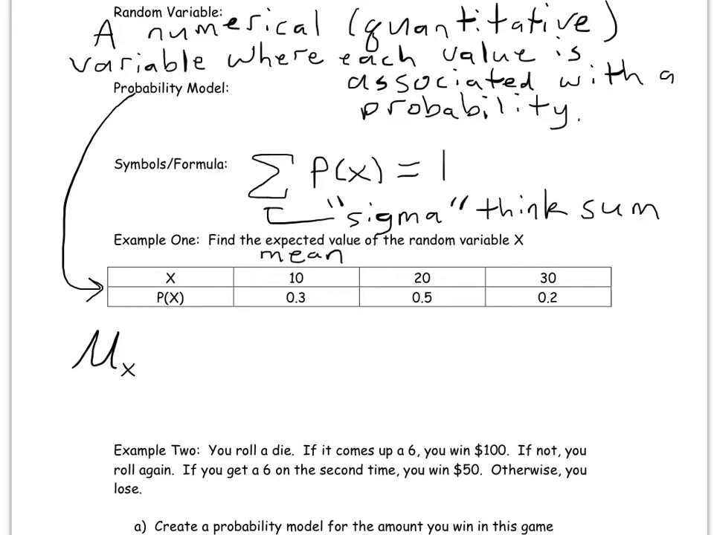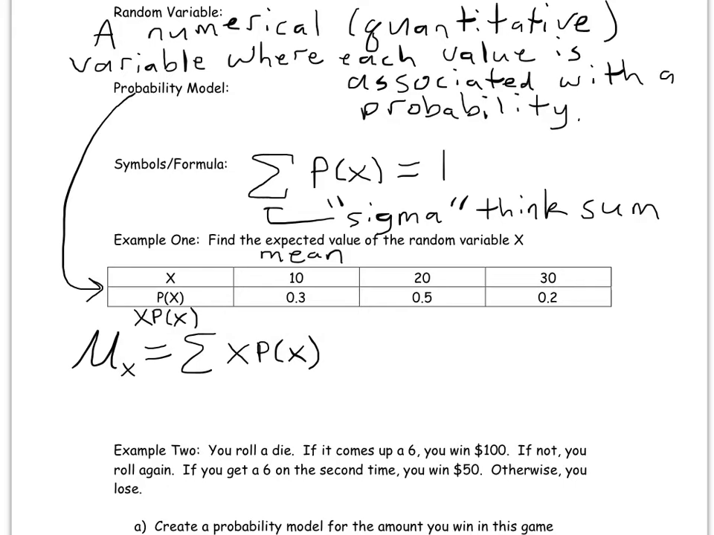So we're just going to multiply all of the x values by their corresponding probabilities, and then we're going to add up all of those quantities. So as a formula, it would look like this. We're going to multiply every x by its probability, and then we're going to add up all of those. So sometimes I see people doing this, which I really like, is just adding onto the table and making a new column that's x times p of x, and just writing the values right in the table.